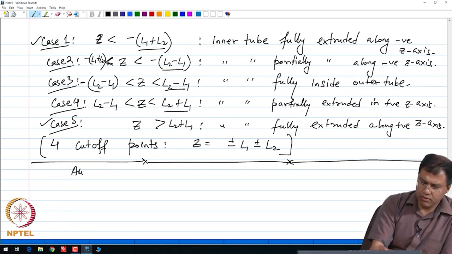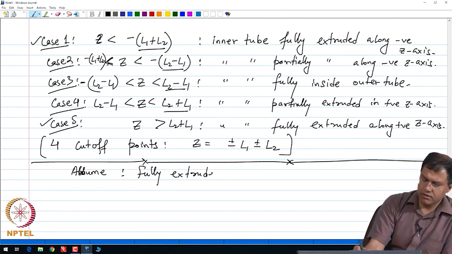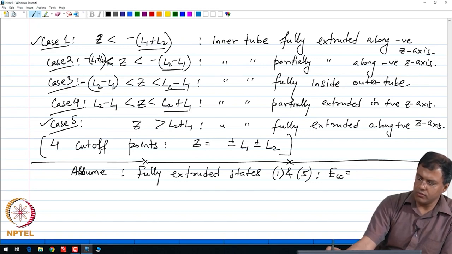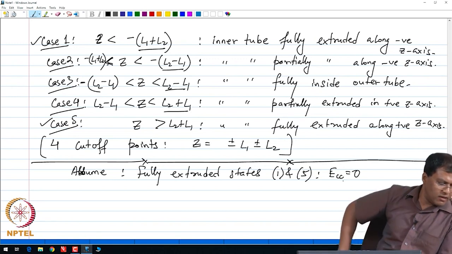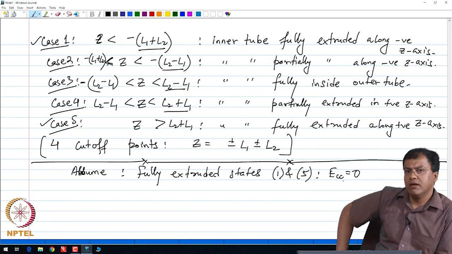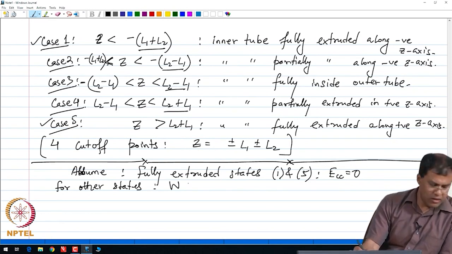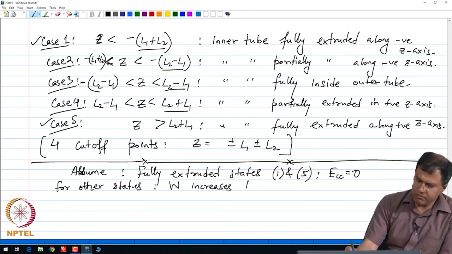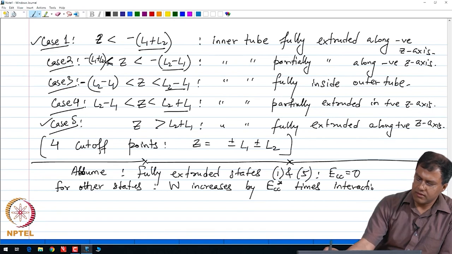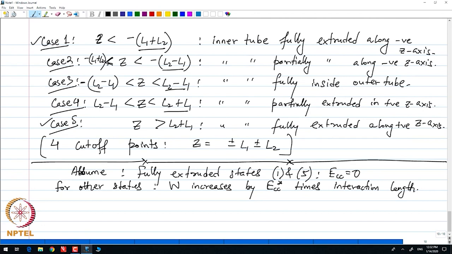So assume the fully extruded states 1 and 5 give ECC equal to 0. And for other states, the work done increases by ECC star times the length or the distance that the nanotube travels. For other states, W increases by ECC star times the interaction length.